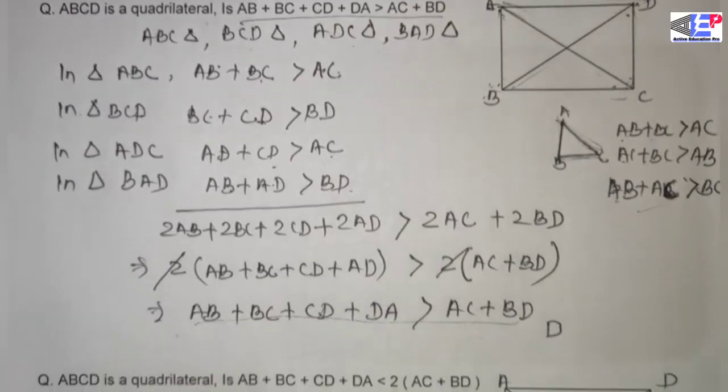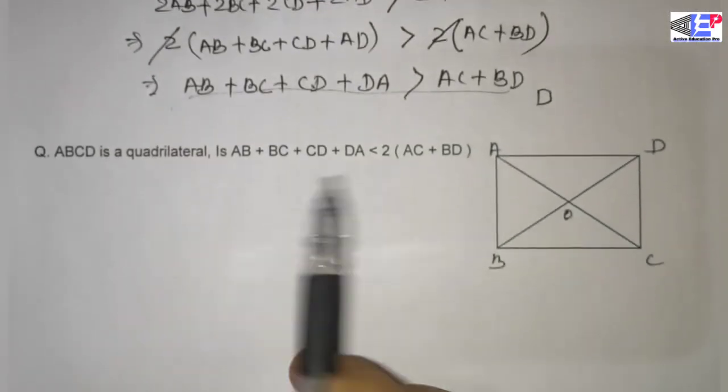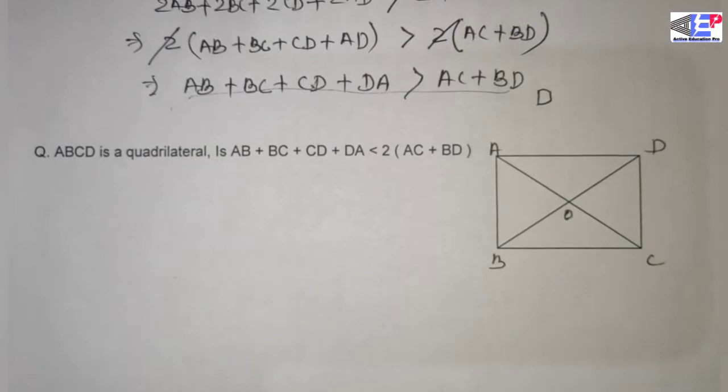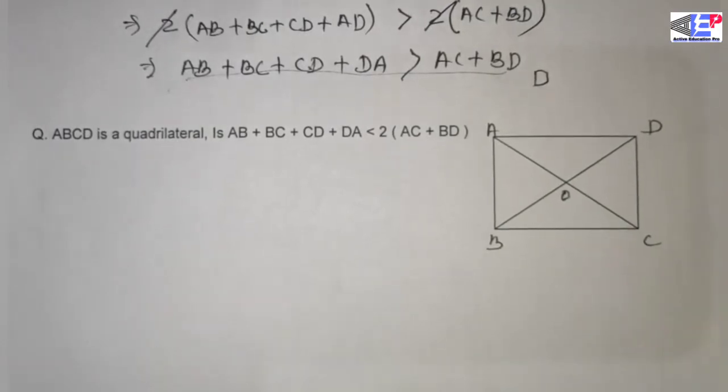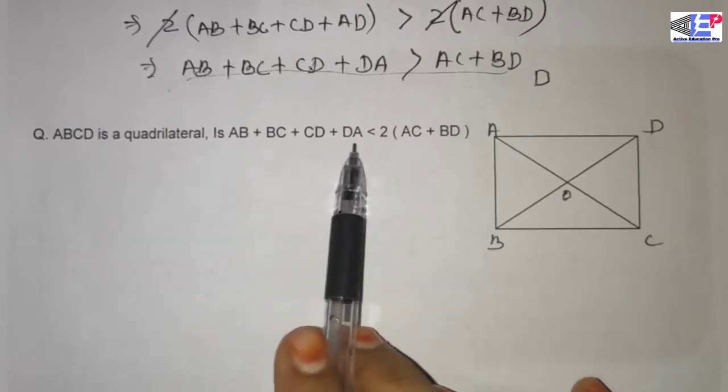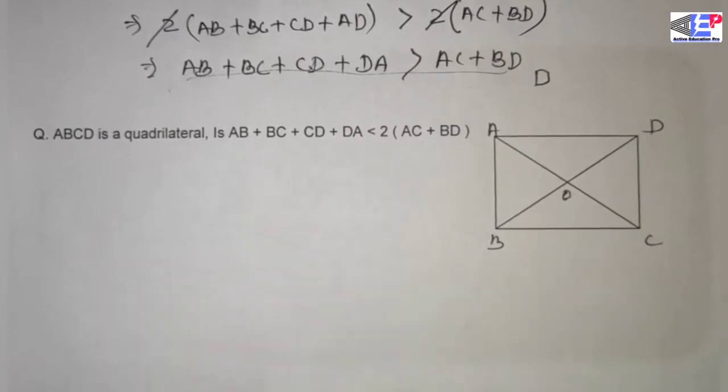Then move to the second question, and these questions are all from the NCERT book of class 7, Triangle and Its Properties. Now the next question of this same NCERT exercise, class 7: ABCD is a quadrilateral. Now you have to prove AB plus BC plus CD plus DA smaller than 2 of AC plus BD.